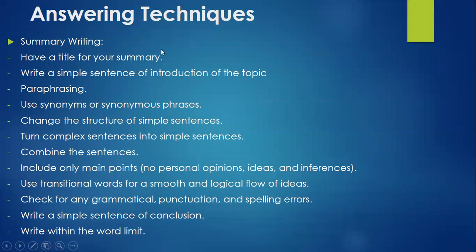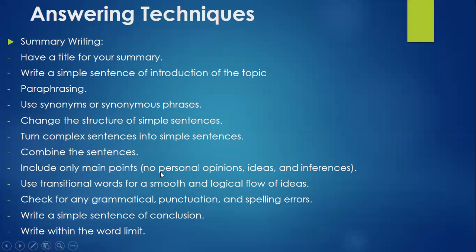For your summary writing, always remember to have a title for your summary and start your summary with one simple sentence of introduction of the topic. And then please ensure that your points are paraphrased. You can paraphrase by using synonyms or synonymous phrases. You could also change the structure of simple sentences or turn complex sentences into simple sentences, or you could even combine the sentences. Always remember, for summary writing, you only need to include main points.